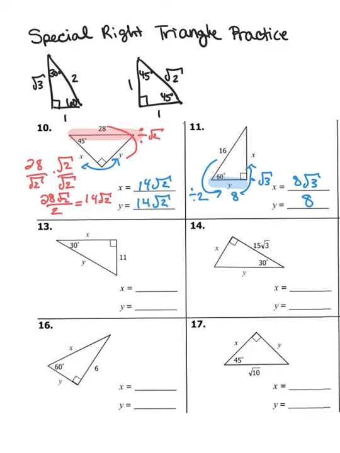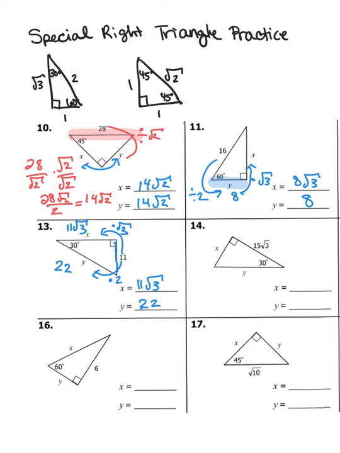This is my 30-60-90 triangle again, and I'm being given my short leg, so that's pretty easy for me. To go from my short leg to my hypotenuse, I multiply by 2, so 11 times 2 is 22. To go from my short leg to my long leg, I'm going to multiply by the square root of 3, so that's going to give me 11 square roots of 3. So 11 square roots of 3 and 22.